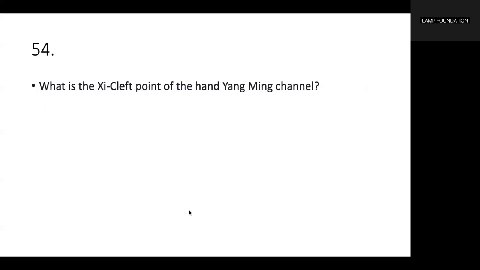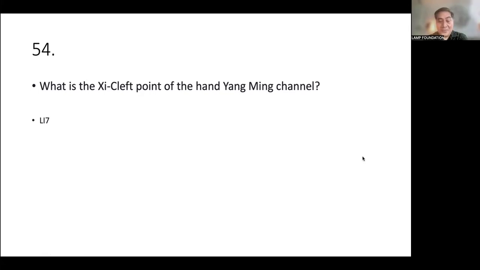What is the cleft point of the hand Yangming? LI7. I actually found this to be so effective, especially when you have shoulder pain. First you need to determine which channels are involved. If the patient cannot raise the arm, that means the LI is involved, like a frozen shoulder.